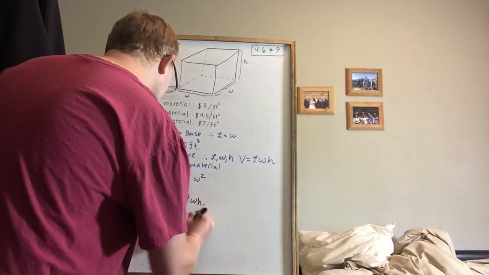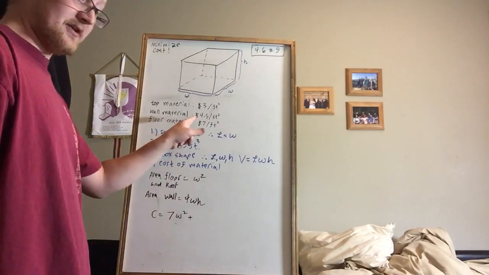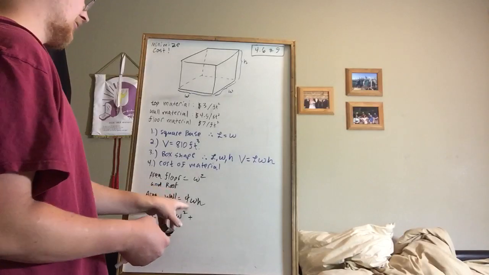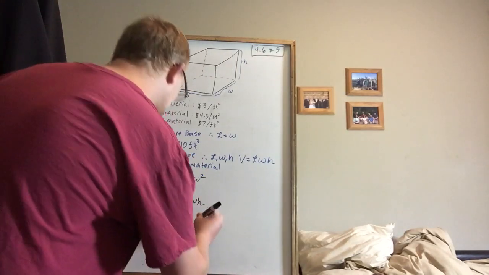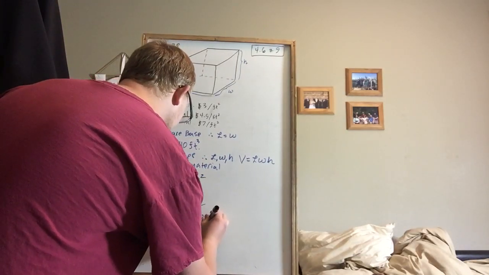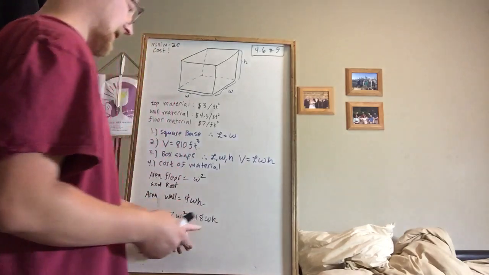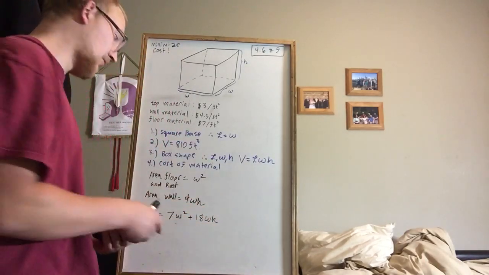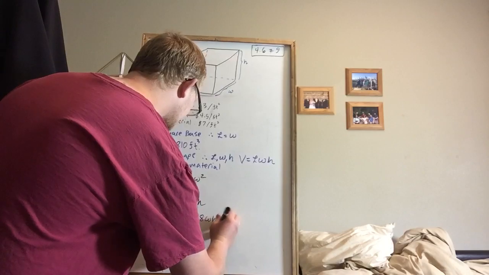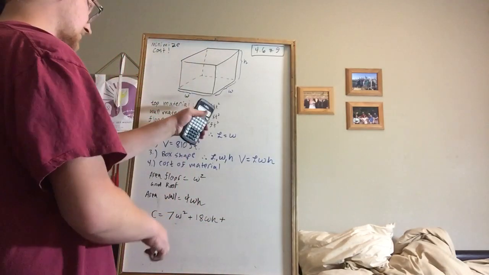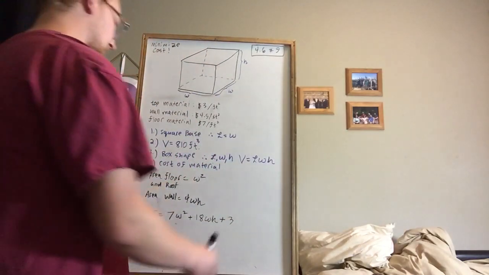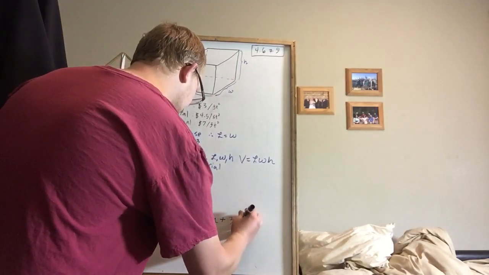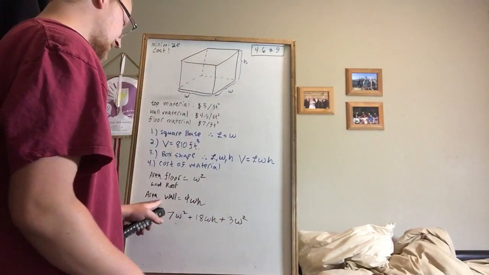Then we're going to add the wall material. The wall material is $4.5 per square foot, and we have 4 WH square feet. So 4 times 4.5 leaves us with 18 WH. So 18 times width times height will give us the cost of the wall material. And now we're going to add the roof material, which is $3 per square foot, times the area of the roof, which we decided was width squared. So this is kind of our master equation for minimizing cost.